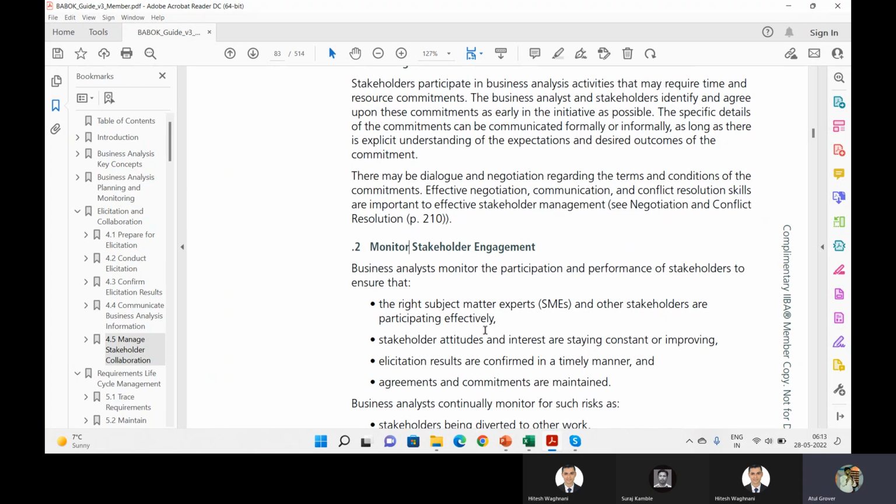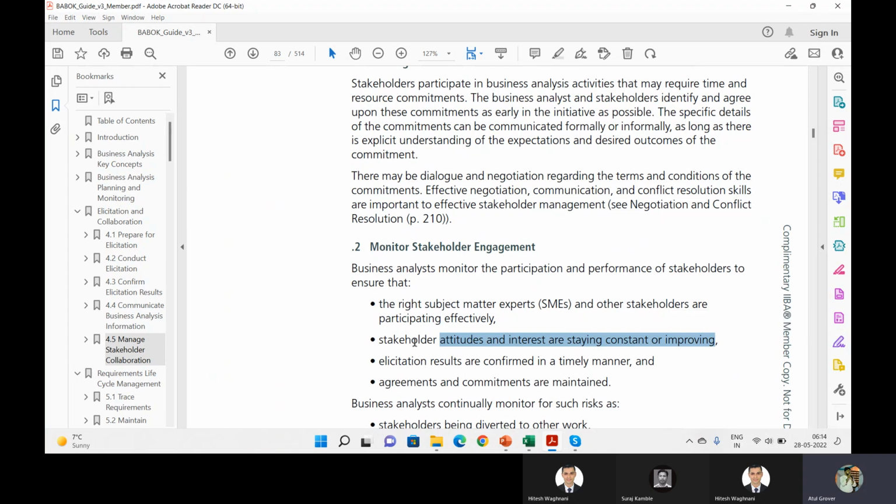The SME and the other stakeholders are participating effectively. Stakeholder attitude and interest staying constant or improving is very important. On day one, when I have the first meeting, they say, this report is not good. But maybe after two or three rounds of discussion, they are comfortable, they're improving on that part.